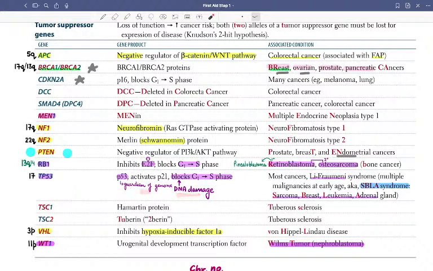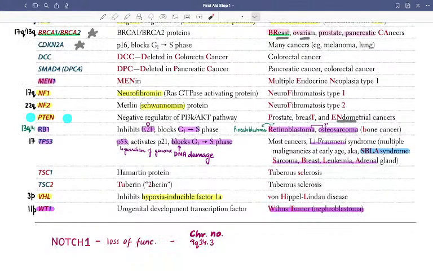Li-Fraumeni syndrome, SBLA syndrome: sarcoma, breast, leukemia, adrenal. Sarcoma, breast, leukemia, adrenal. We had all those cancers. I mean adrenal cancer, and there was osteosarcoma, I think.